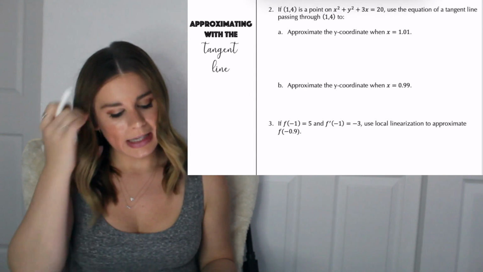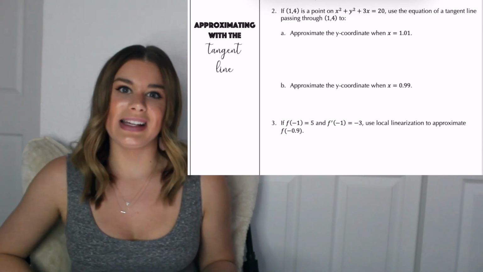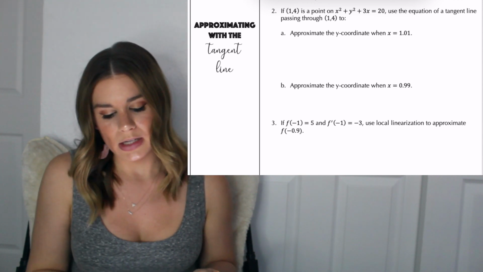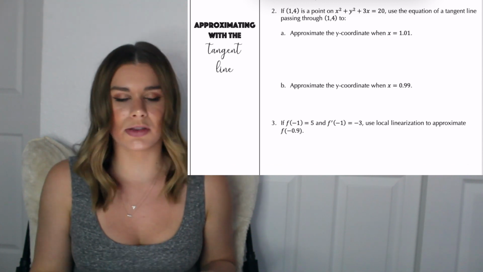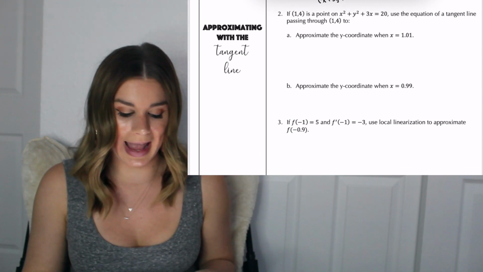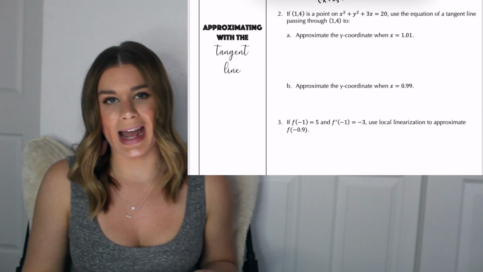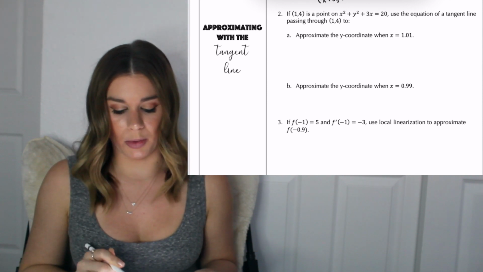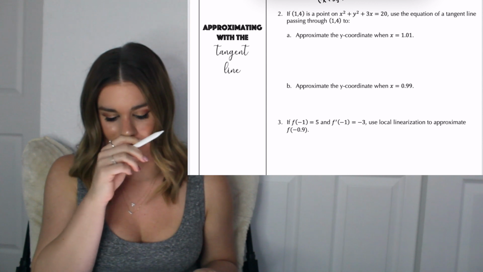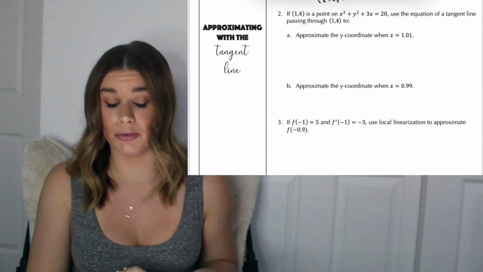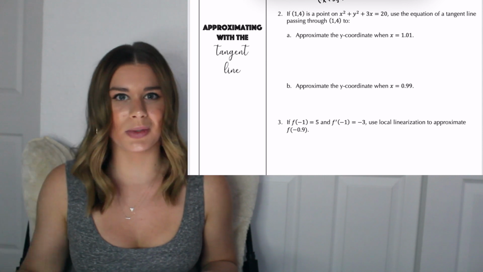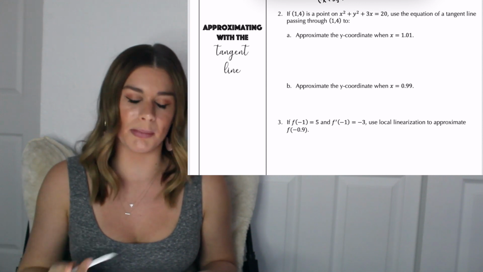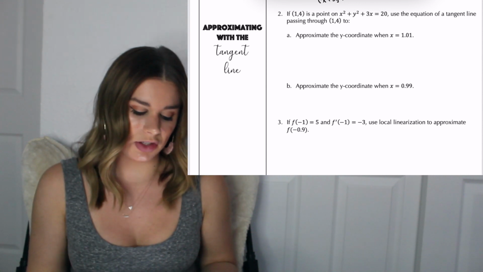It says, if (1, 4) is a point on x squared plus y squared plus 3x is equal to 20, use the equation of a tangent line passing through the point (1, 4) to, part A, approximate the y-coordinate when x is equal to 1.01. Part B, approximate the y-coordinate when x is 0.99. Now, the point we're given is (1, 4). The x-coordinate is 1, which is really close to both x-coordinates, so we could use the same equation of the tangent line for both parts A and B. So let's go ahead and start part A.